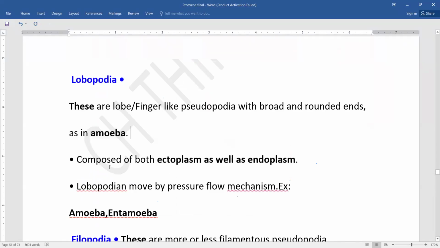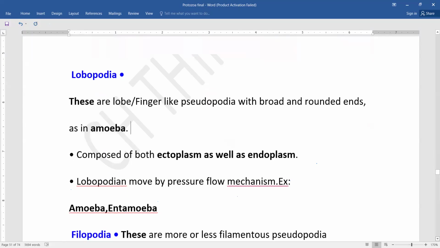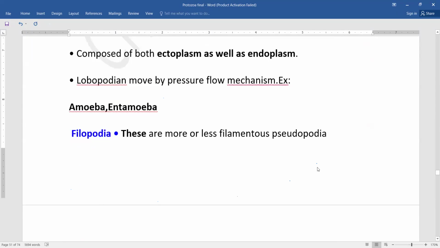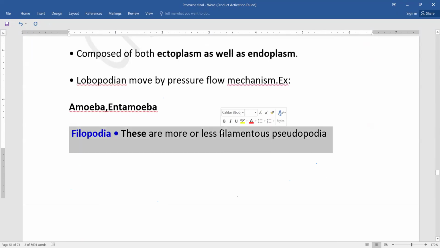They are composed of both ectoplasm as well as endoplasm. Okay, so for example, these are formed by pressure flow. Examples: amoeba and Entamoeba. We all know that. And then philopodia are nothing but filamentous or thread-like pseudopodia.